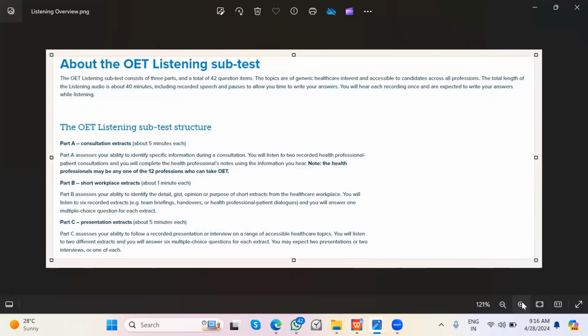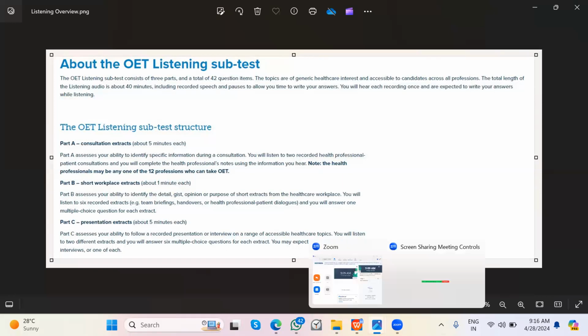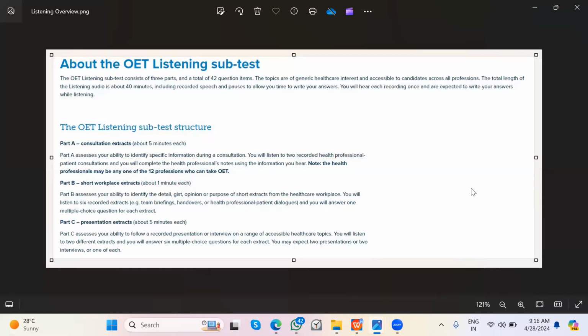Okay. So again, it's just a simple structure. Kylian, please, if you can read the part A. Part A, consultation extract. It's about 5 minutes each. Part A assesses your ability to identify specific information during a consultation. You will listen to 2 recorded health professional patient consultations, and you will complete the health professional's notes using the information you hear. Note, the health professionals may be any one of the 12 professions who can take OET.